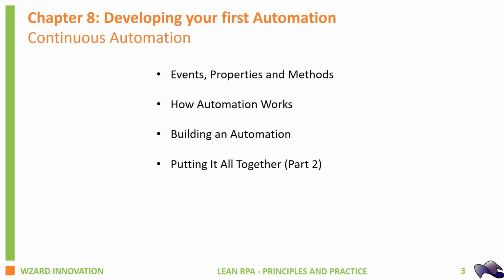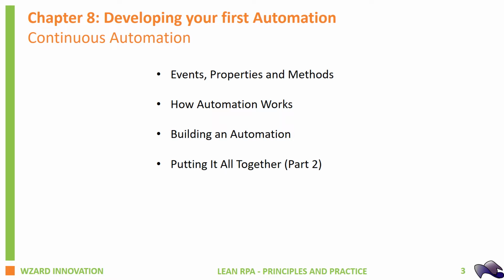In this chapter, we're going to start by looking at how Windows applications work. That's Windows applications or browser-based applications. Understanding how these applications work will help you to understand what you need to do to develop automations. We're then going to look at how automations work, understanding how they interact with those underlying physical systems.